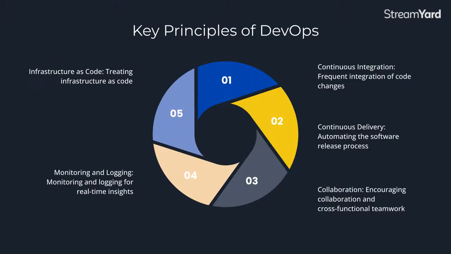Slide 4 is the key principles of DevOps. All right, as DevOps, there are some key principles you should know as a DevOps engineer. First is infrastructure as code, something you hear if you're in DevOps, you keep hearing it every day.